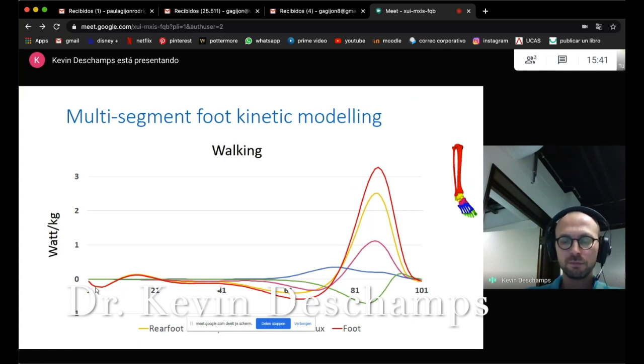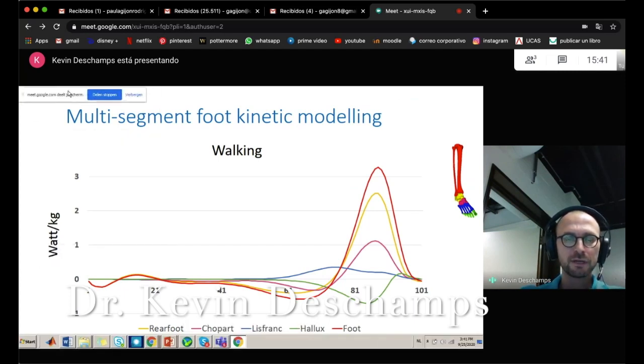In this figure, you may see, basically, the kinetics of 4 joints: the rear foot, the Chopard joint, which is the mid-tarsal joint, the Lisfranc joint or the tarsal metatarsal joint, and then you have the hallux or the toes. In red, you have basically the overall kinetic behavior of the foot if you consider it as one rigid segment, as it used to be the case in the past.